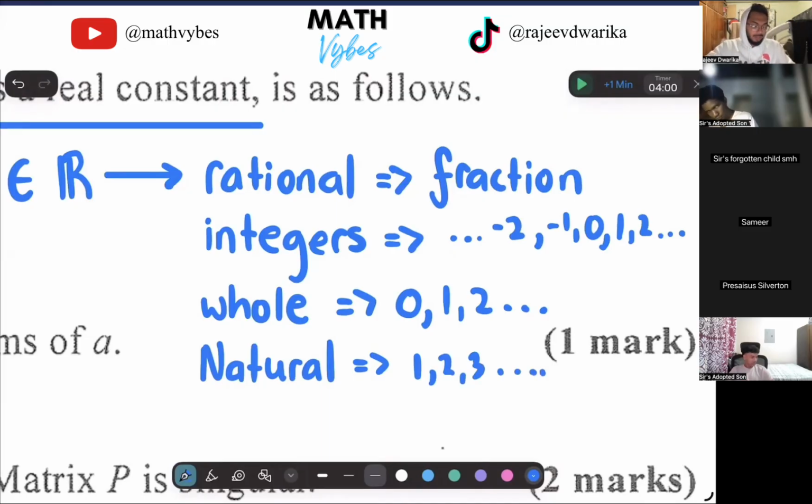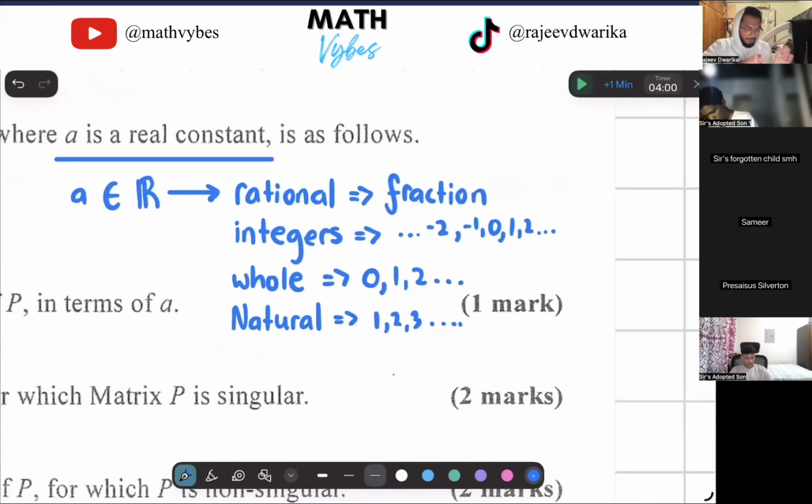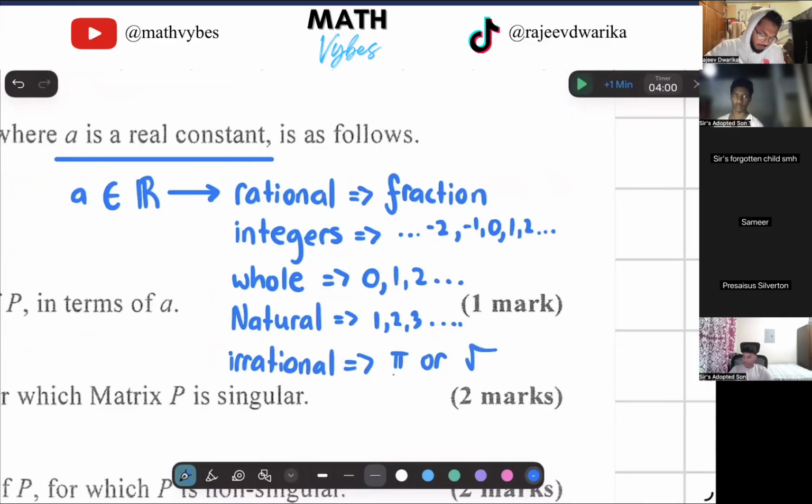So if it's a real number, then it will include every single number you could think of, even irrational numbers. And irrational numbers are numbers that you can't represent as a fraction, like pi or the square root of 3.